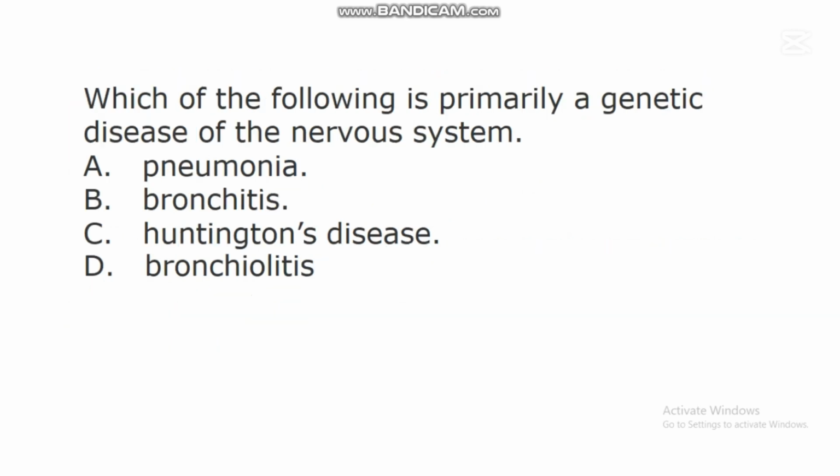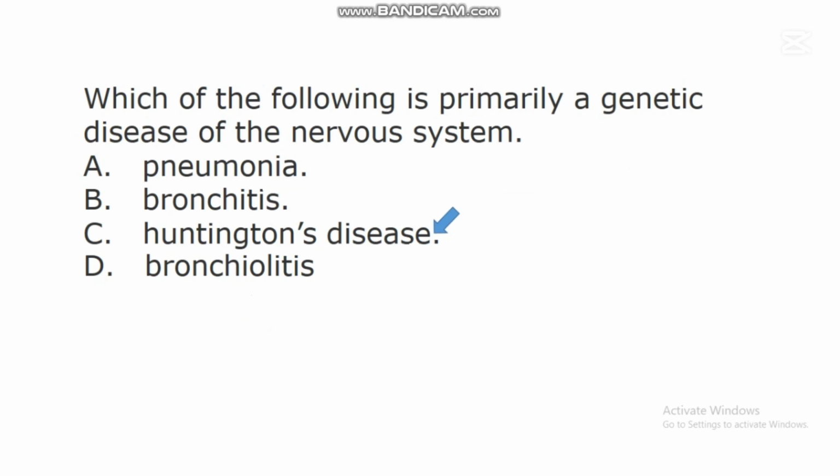The next question says, which of the following is primarily a genetic disease of the nervous system? A. Pneumonia. B. Bronchitis. C. Huntington's disease. D. Bronchiolitis. In this question, the correct answer is C.